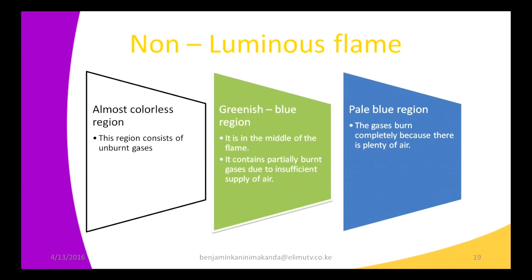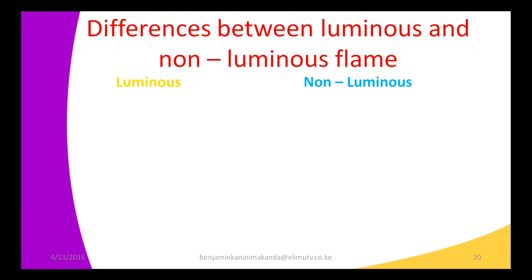There are 3. Still on this flame, we can now summarize as follows. The almost colorless region consists of unburnt gases. Why? Because the air supply is limited, so the gases undergo incomplete combustion. What of the greenish blue region? It is in the middle of the flame. It contains partially burnt gases due to insufficient supply of air. Then the last part of this flame is the pale blue region. The gases burn completely because there is plenty of air. A lot of air is supplied here, therefore the combustion is complete. The resultant flame is blue in color.